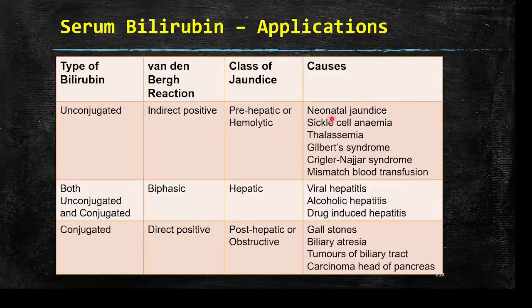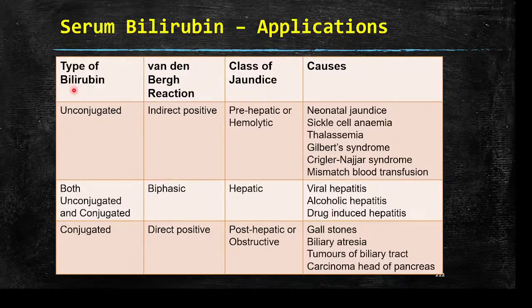And here the causes are neonatal jaundice, sickle cell anemia, thalassemia, Gilbert syndrome, Crigler-Najjar syndrome, and mismatched blood transfusion. If the blood contains both higher levels of unconjugated and conjugated bilirubin, the result is biphasic, and the jaundice is called hepatic. The cause of hepatic jaundice is mainly damage to the liver, which might be because of viral hepatitis, alcoholic hepatitis, or drug-induced hepatitis.